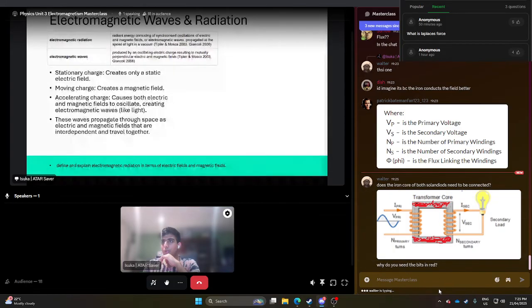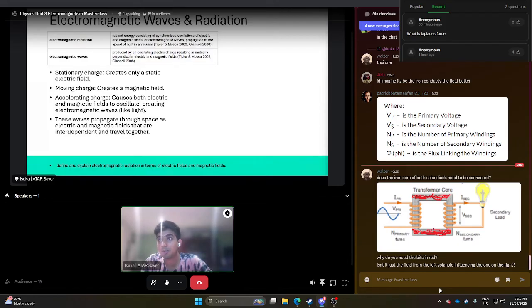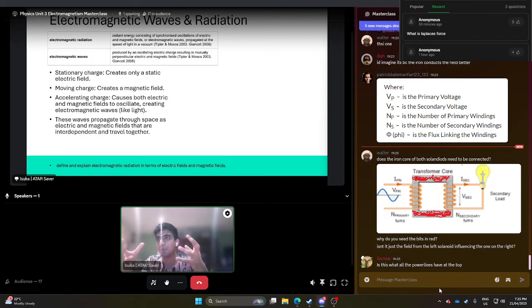Does the iron core of both solenoids need to be connected? Why do you need the bits in red? Oh, so this is basically what Dish mentioned before. It helps with the conduction, right? Because when you put a phone on a wireless charger, that's basically no connection, right? You can see how wireless chargers are not even close to the amount of energy transference of cables, and that's because there's a ton of lost energy. So that transformer core basically improves that, it helps with the conduction.